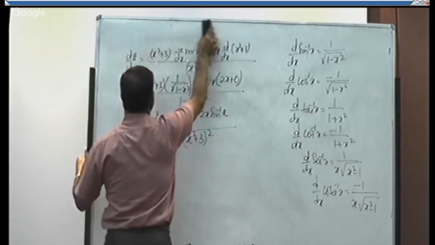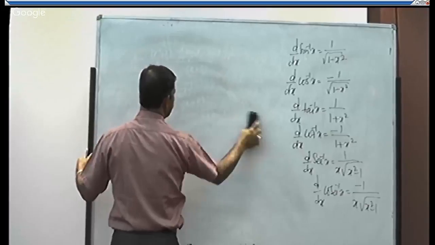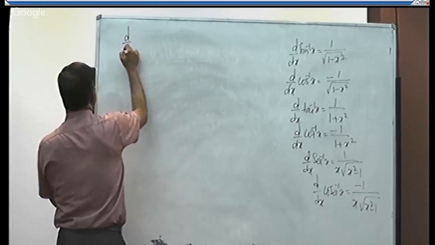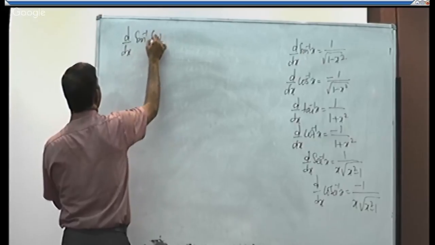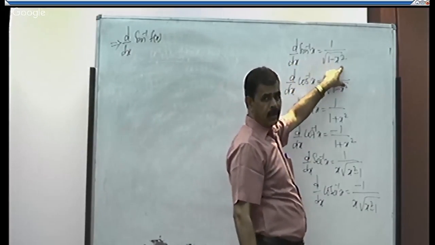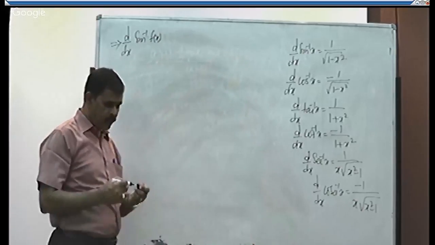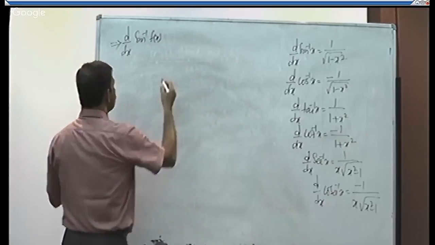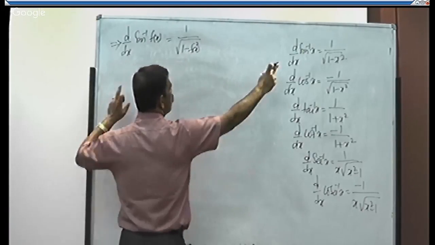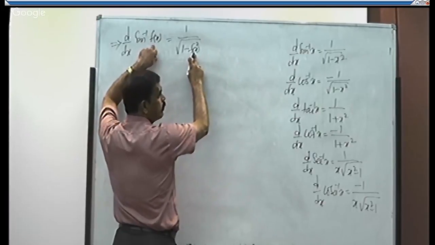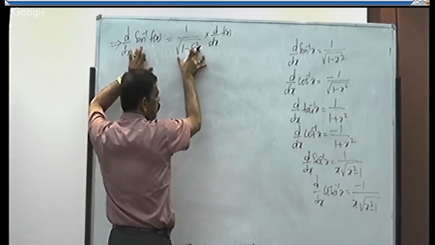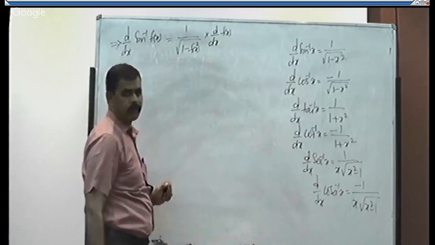If inverse functions are involved in the chain rule, we have to differentiate accordingly. The differentiation of sin⁻¹x is 1 by root of 1 minus x square. Suppose in place of x, we have a function, then it is 1 by root of 1 minus function square, into, at the end, the differentiation of the function. This concept is extended to all the inverse trigonometric functions.